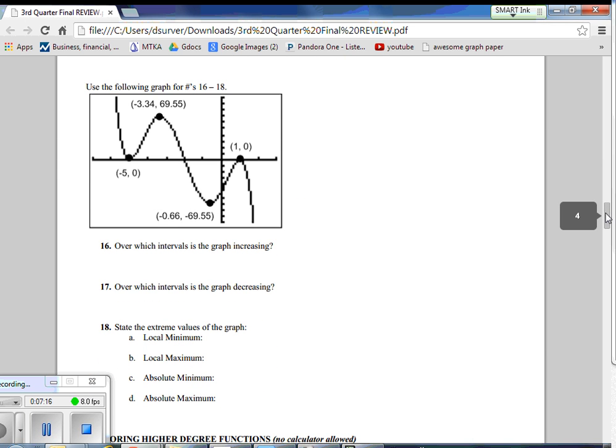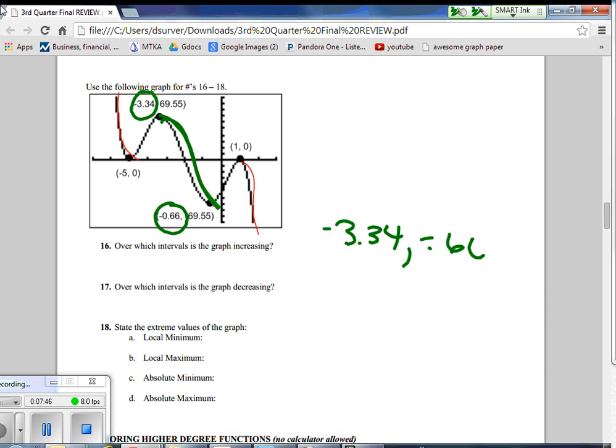Number 16, increasing and decreasing. I hope you get that things like this red stuff, those are all decreasing. And how do you write the interval? Remember, it's all about the x numbers. X numbers of it tell you where it's decreasing. So like in this little zone right here that I'm going to make green, it's from here to here, the x numbers. So from negative 3.34 to negative 0.66.